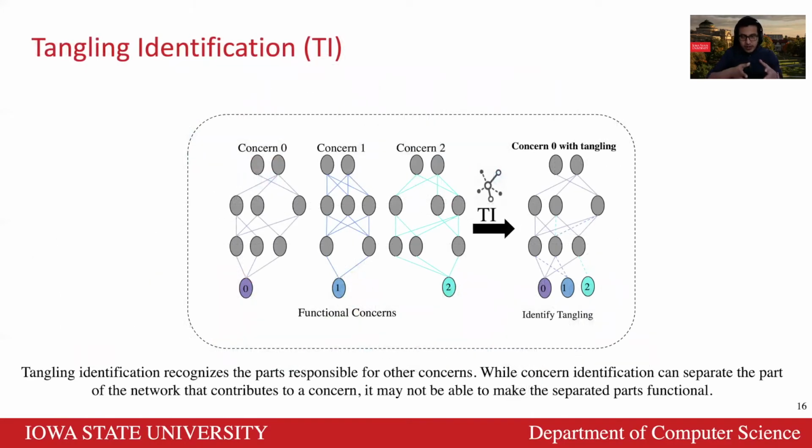Tangling identification recognizes the parts responsible for other constraints. While constraint identification can separate the part of the network that contributes to a constraint, it may not be able to make the separated part functional.